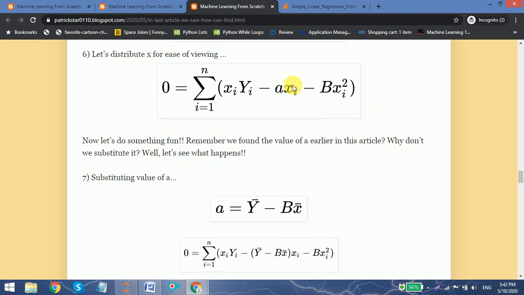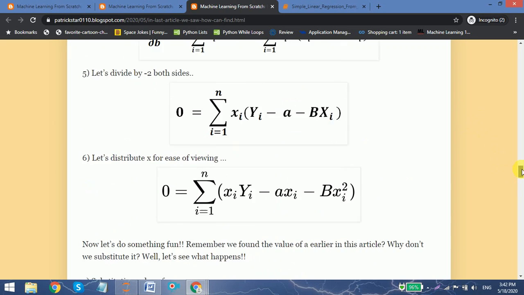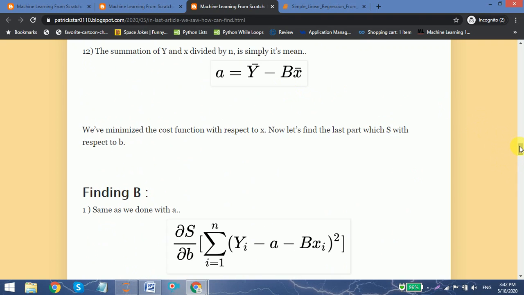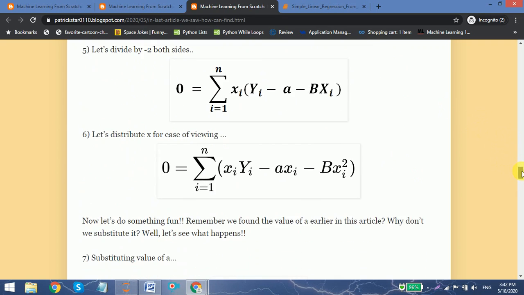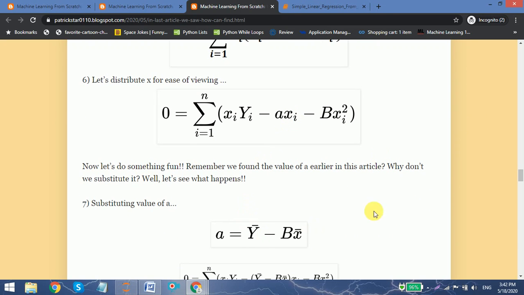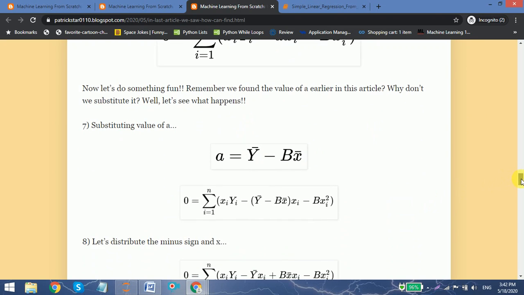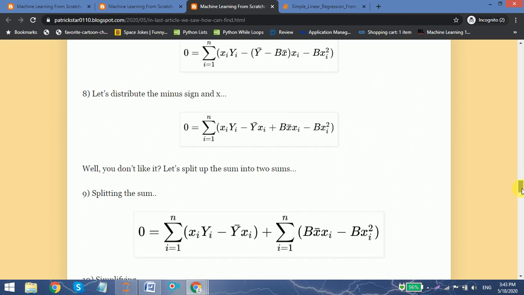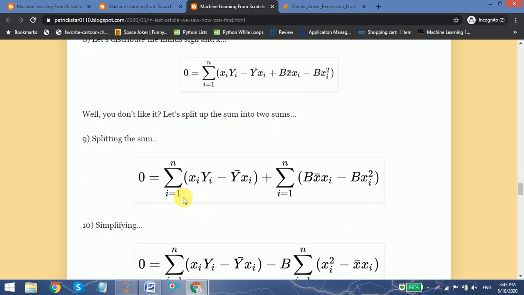Okay, now what we will do is use the value of a from the last derivation. Here is the value of a, which is y bar minus b x bar. So we will substitute the value of a as y bar minus b x bar in our equation. So here we did it, and moving forward we just need to multiply it. Now we will arrange the data in two different summations.